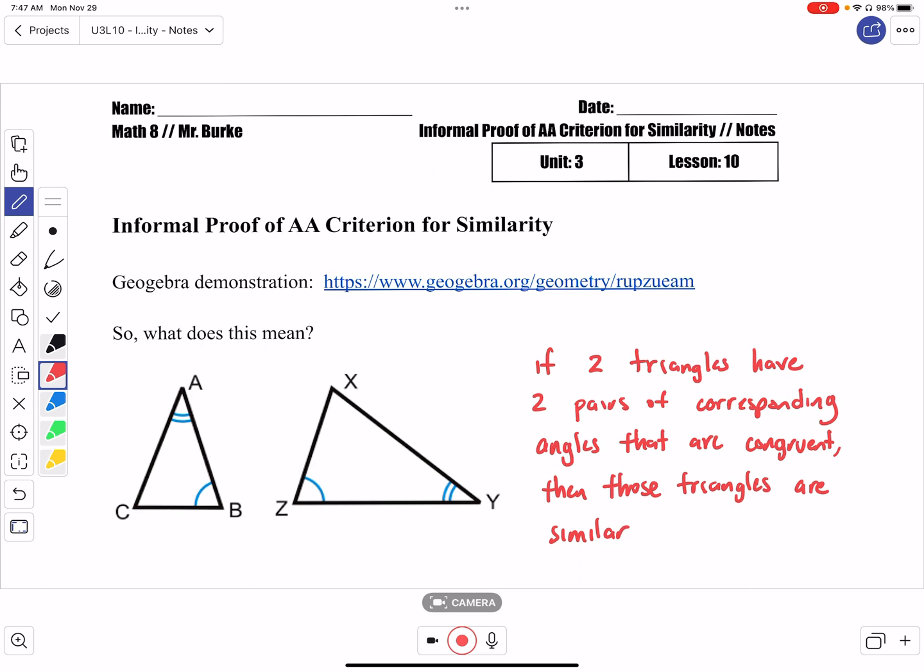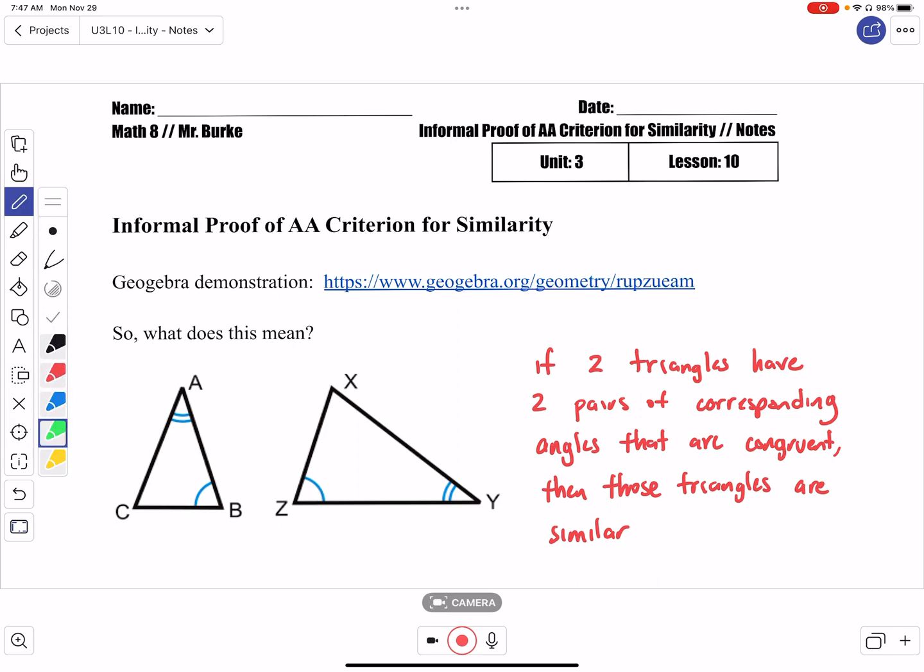So like in this example right here, A is congruent to Y. I know that because it's two of these little markings. These little markings mean that angles are congruent, and there's two of them on this one, so that I know that the 2 goes with the 2 and the 1 goes with the 1. So what I know here is that angle A is congruent to angle Y, and angle B is congruent to angle Z. Therefore, these two triangles are similar to each other.